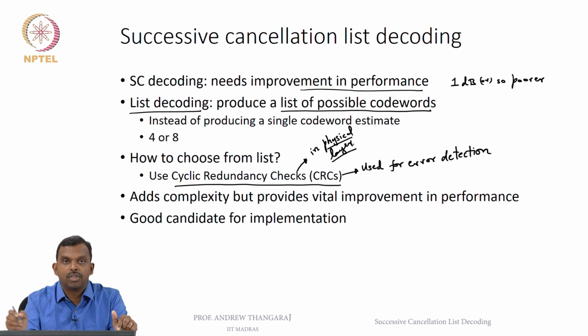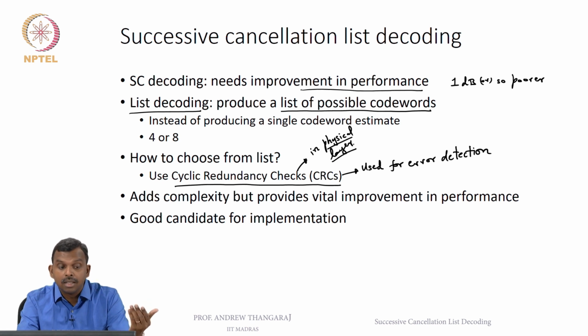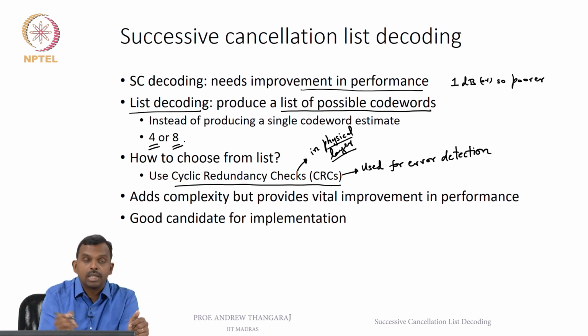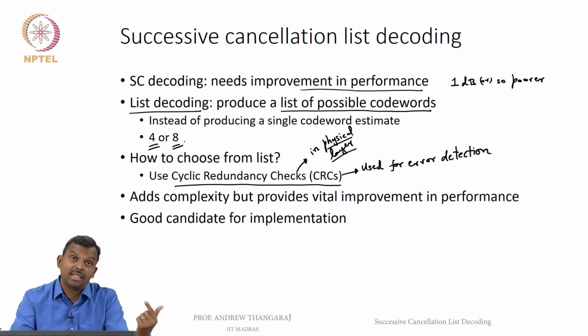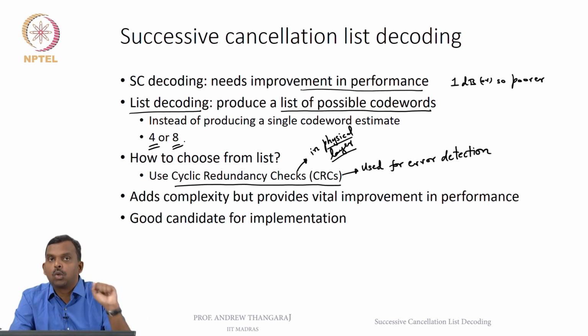Okay, so how do you do it in the physical layer? In the physical layer itself, you check for the CRC. Okay, so you have your decoders now producing a list, maybe 4, maybe 8 code words. You check whether any of these 8 code words pass the CRC check or not. If they pass the CRC check, then you accept that code word alone.